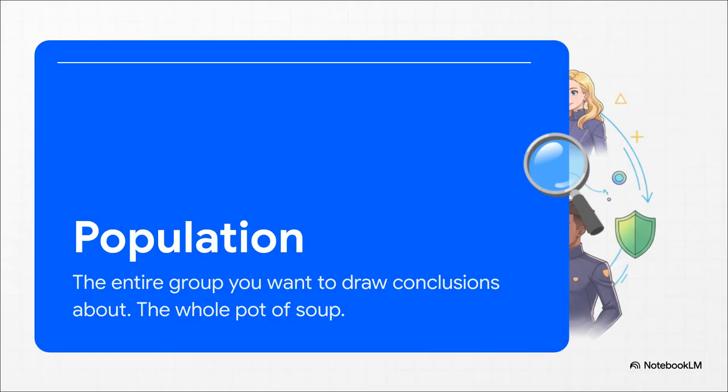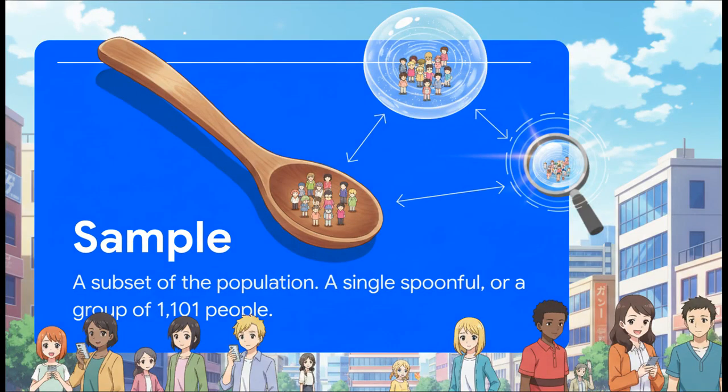So, first up, we have what's called the population. In our analogy, that's easy. It's the entire pot of soup. It's the whole group we're curious about. For the example we're going to run with, our population is every single person in England who has eaten a meal at a restaurant. Now, obviously, asking everyone would be a massive, incredibly expensive job. That's a census. So instead, just like with the soup, we take a sample. This is our spoonful. We just ask a small, randomly selected group, in this case, 1,101 people, what they paid for their last meal out.